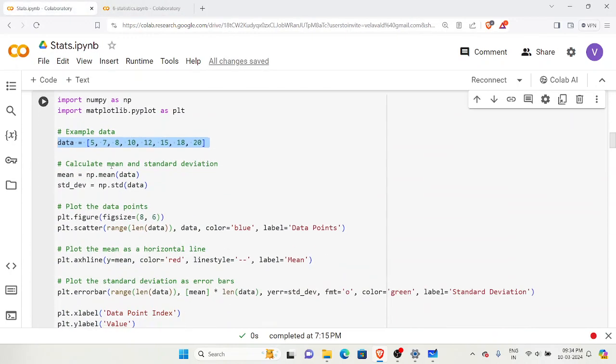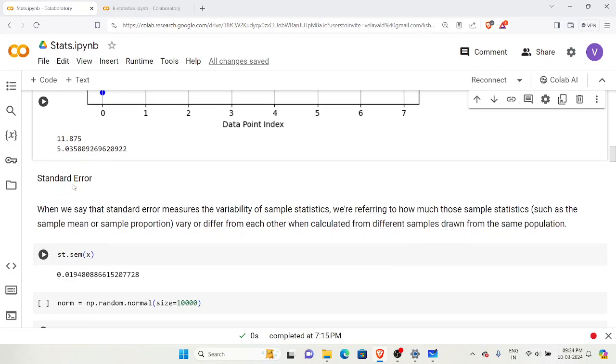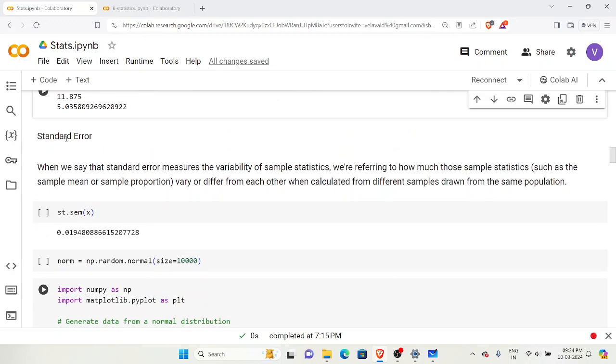Okay, now let's go to the standard error. Standard error really comes in handy when you have two sample means from the same population distribution. So you have two sample means, and you want to compare them, to see what kind of variability they really have. At that time, standard error really comes in handy.